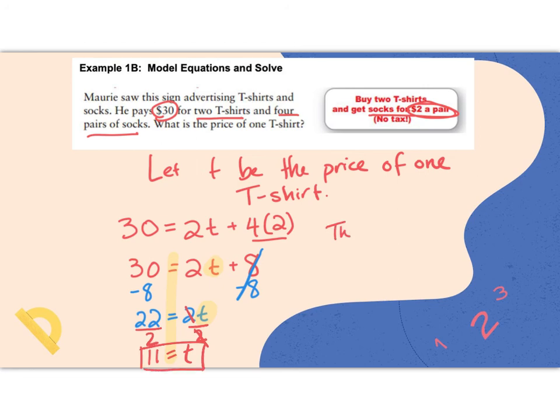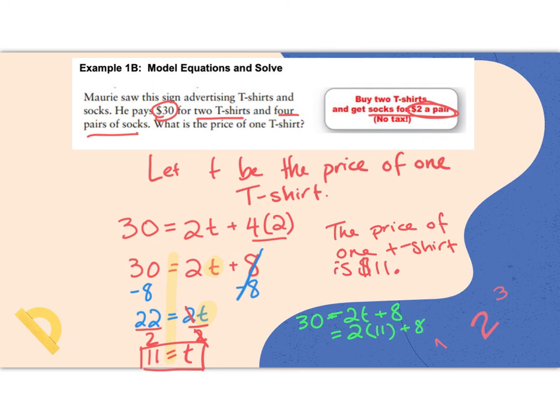And then I can go ahead and answer that. The price of one t-shirt is $11. And so I can also go back and verify this, so double check my answer. If I plug it in, so I said 30 equals 2t plus 8, and I can just plug that in. So 2 times 11 plus 8. BEDMAS rules, I have to multiply before I add, so that means it's 22 plus 8, which is $30. So that checks out. 30 equals 30.